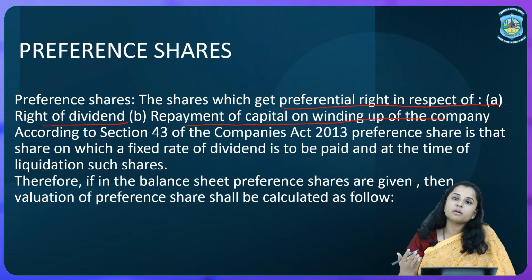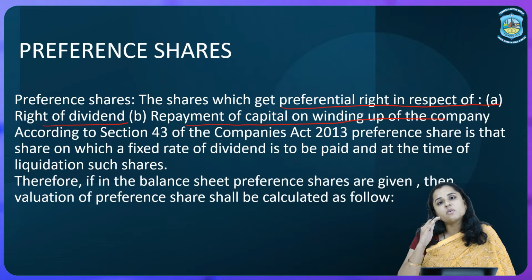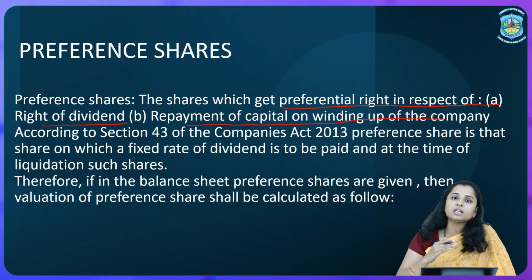In case of winding up also, if the repayment of capital has to be done, preference shares will be paid first, they will be given priority over the equity shares. You also might be aware that a company cannot issue irredeemable preference shares. A preference share shall have a maximum life of 20 years.